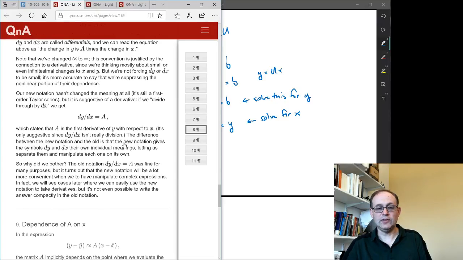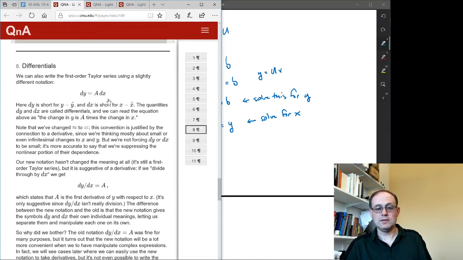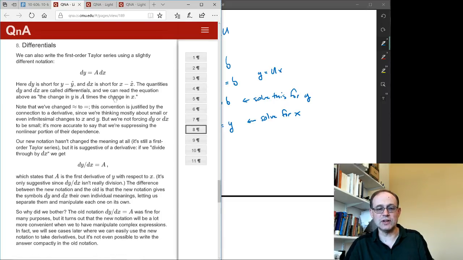All right, we're now going to talk about how to think about and how to manipulate this sort of Taylor series notation, dy equals A dx, which is called differential notation. We're going to talk about how to manipulate this notation to be able to take derivatives, and it's going to turn out that there are some derivatives that are easy to take this way that would be much more difficult to take. Not impossible, but a heck of a lot more pain if we tried to do it with ordinary scalar derivatives.